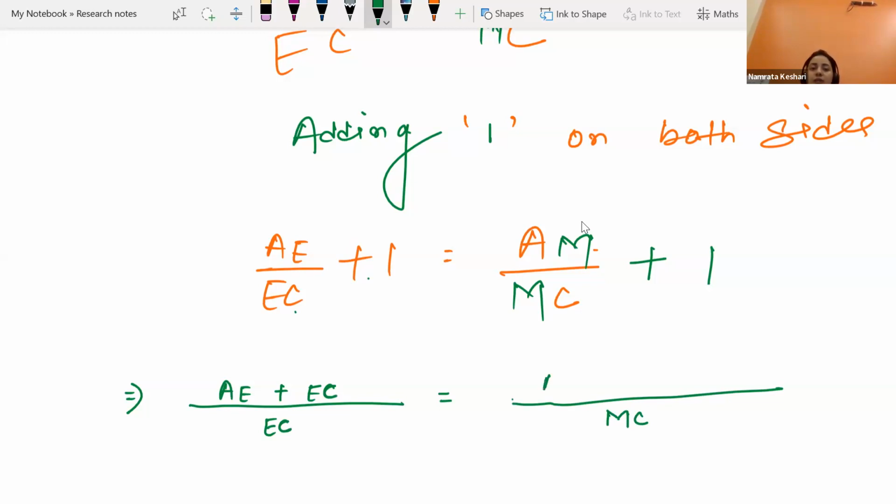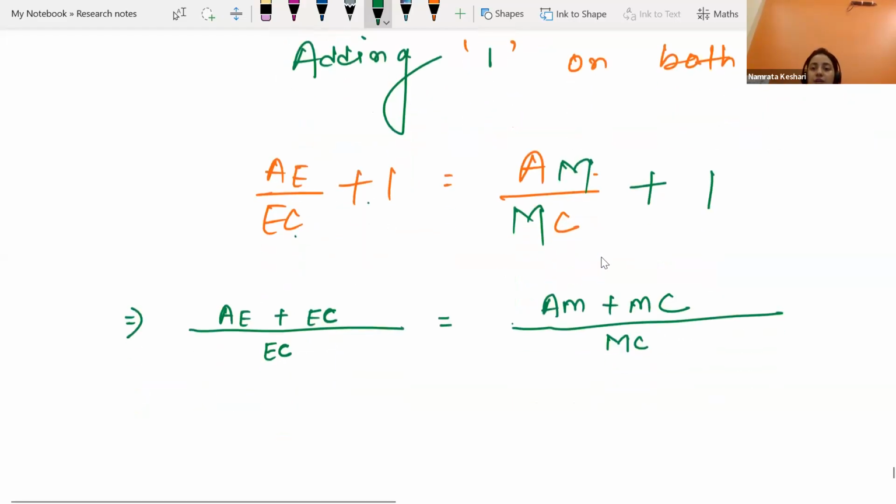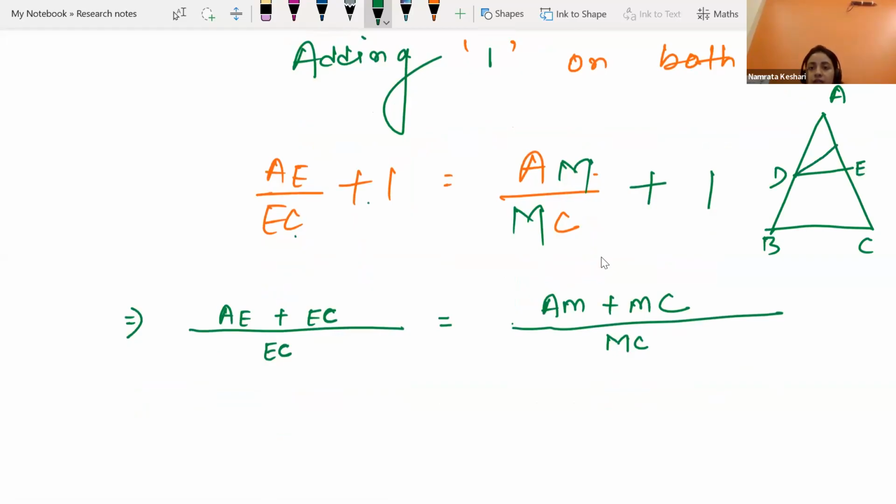In the numerator, what we'll be having? Who will say? AM plus MC. Okay. Let's see the figure carefully. I'm drawing the figure above. Again, the same figure. ABC we are having. DE was there. We have taken DM. Okay. DM we have taken. E dash we have taken initially, but even if we will be taking any other alphabet, that will work. That's what I said.